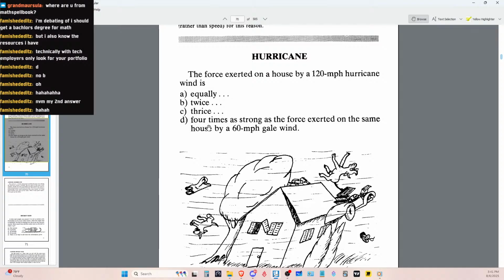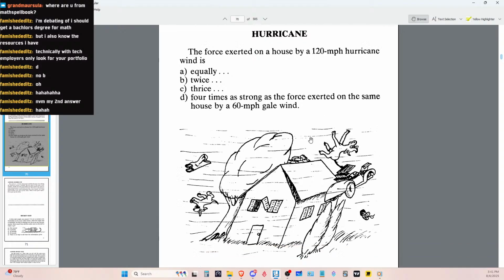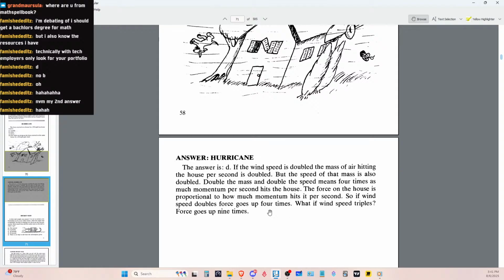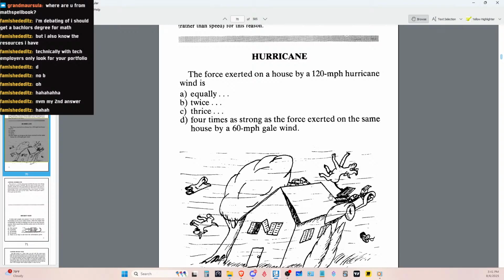According to this, it says D, 4 times as strong as the force exerted on the same house by a 60-mile-per-hour gale wind. Now, I understand what they're saying in their explanation, but at the same time I didn't feel like I had a clue what they were trying to explain here. What is it that they wanted me to think about? I knew hurricane winds are very powerful, but how am I supposed to think about this particular problem?